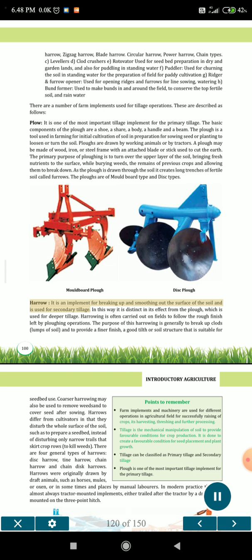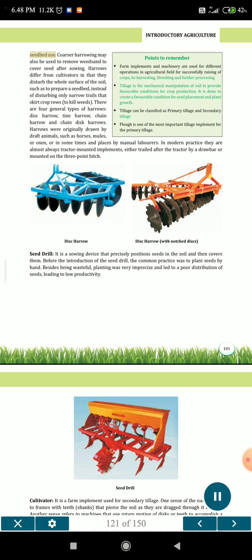Harrow. It is an implement for breaking up and smoothing out the surface of the soil and is used for secondary tillage. In this way it is distinct in its effect from the plow, which is used for deeper tillage. Harrowing is often carried out on fields to follow the rough finish left by plowing operations. The purpose of this harrowing is generally to break up clods, lumps of soil, and to provide a finer finish, a good tilth or soil structure that is suitable for seedbed use. Coarser harrowing may also be used to remove weeds and to cover seed after sowing.